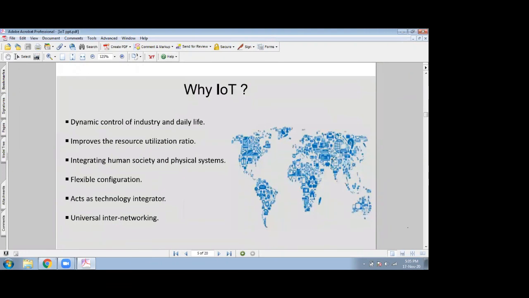So why do we choose IoT? So basically, it is a flexible configuration. Okay, it also acts as a technology integrator, and also it is integrating human society.